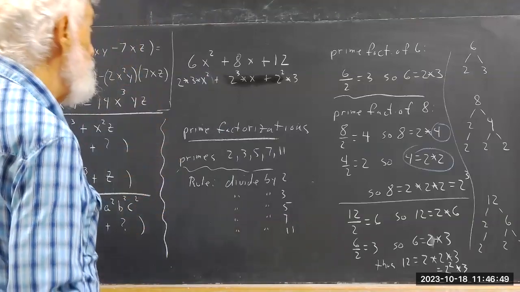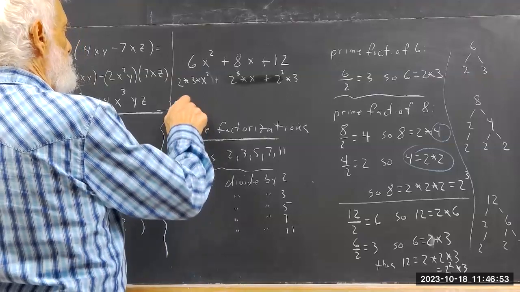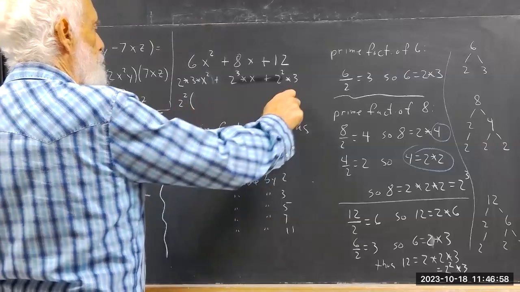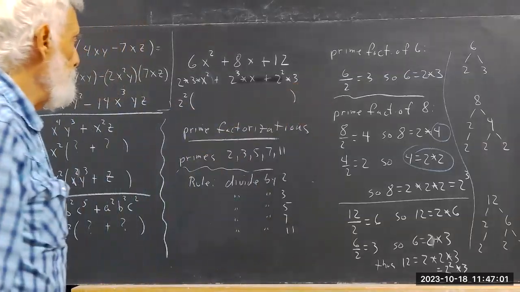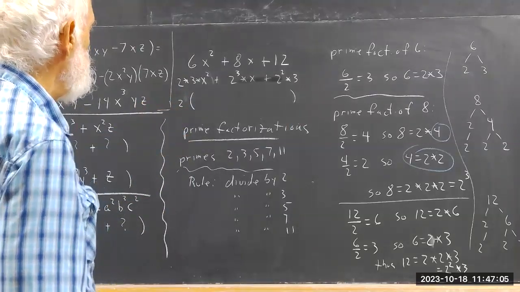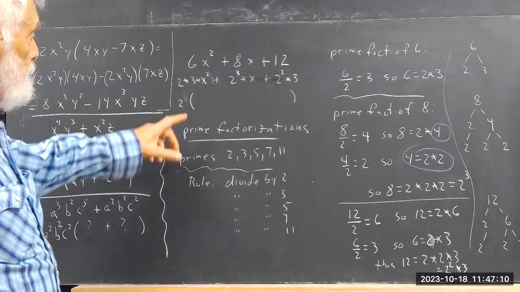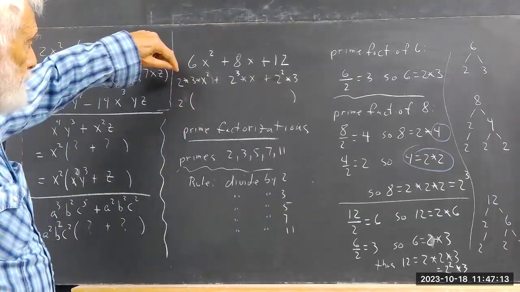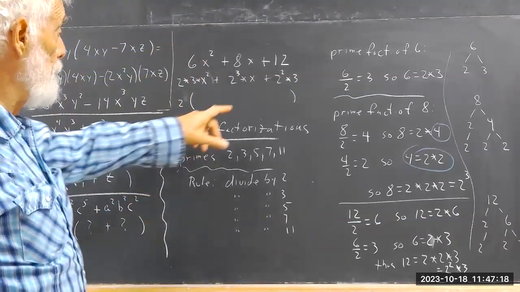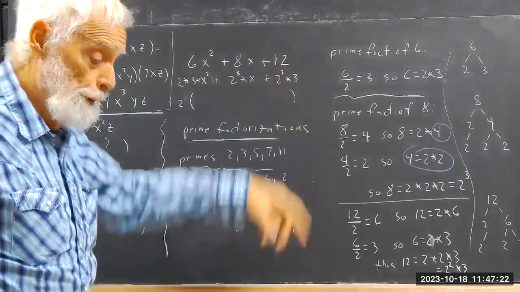Now, I can factor out 2 squared. Wait a minute, we can't factor out 2 squared, factor out 2. Okay. Now what that means is 2 times what is going to give me 2 times 3 times x squared. And then 2 times what's going to give me 2 cubed times x, and 2 times what is going to give me 2 squared times 3.